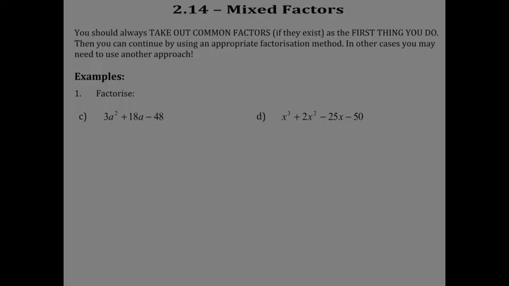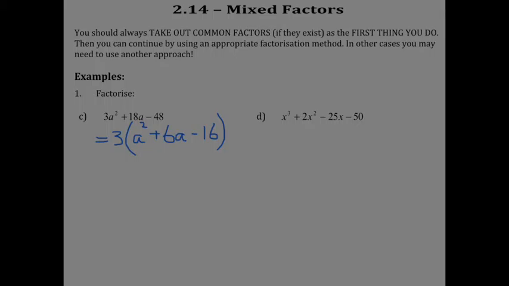Let's go to part C. Now, a lot of people don't recognise that part C, each term has a common factor of 3. So you should always take the common factor out first, which means you'll get 3. 3 goes into itself once, so you get 1a squared. 3 goes into 18 6 times, 6a. And 3 goes into 48 16 times.